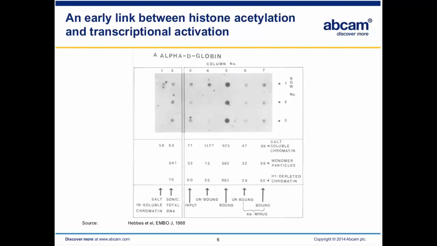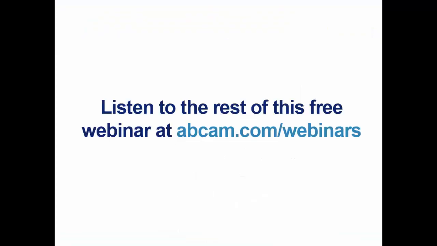experiment. Alpha-D-globin is actively transcribed in these cells, and the authors found a very high alpha-D-globin signal in the bound fraction which contained the antibody for acetylated histone H4, as you can see in column 5, demonstrating the presence of acetylated histone H4 at a very active locus. You can also see that the input, unbound fraction, and fractions that contained no antibody did not produce alpha-D-globin signal.